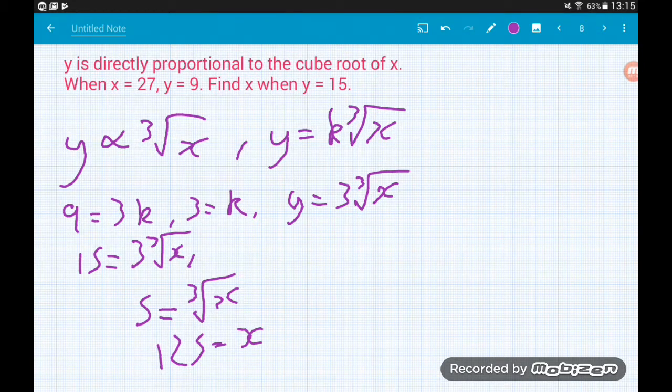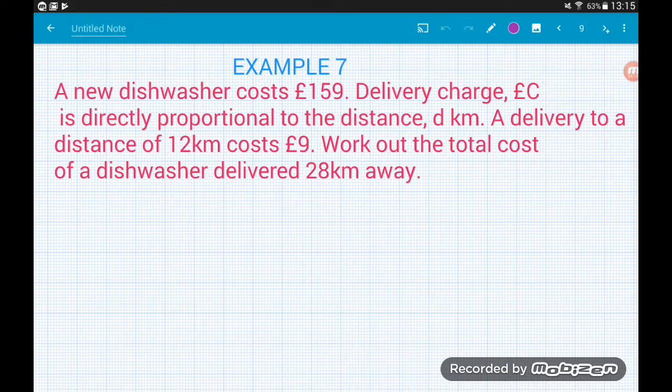Cool. Right, one more. And it's a very, very wordy question. So, don't get scared by all the words. Let's just read through and see what we can pick out. So, a new dishwasher costs £159. Delivery charge, £C, is directly proportional to the distance, d kilometres. A delivery to a distance of 12 kilometres costs £9. Work out the total cost of a dishwasher delivered to 28 kilometres away.